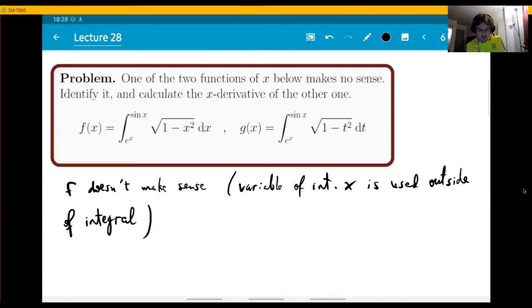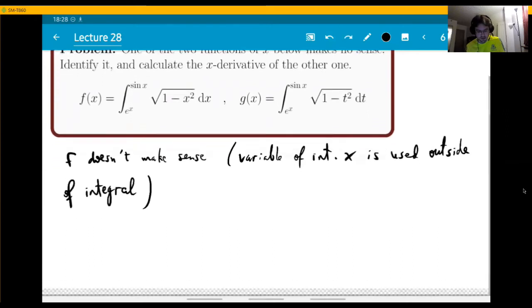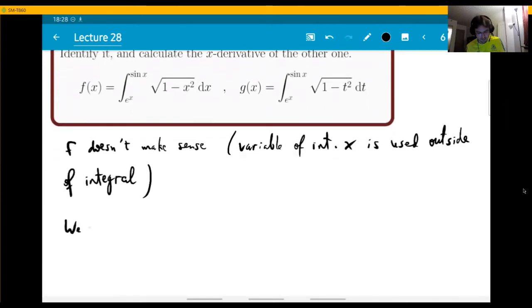So let's do this other part of the problem. Calculate the x derivative of the other one. So calculate g prime. We want to find g prime now. So how does this work? This is going to be an example of the first form of the fundamental theorem, where you have a function of x, where this x appears here and here, in the endpoints of integration. Meanwhile, the function being integrated is just some other function without x in it.